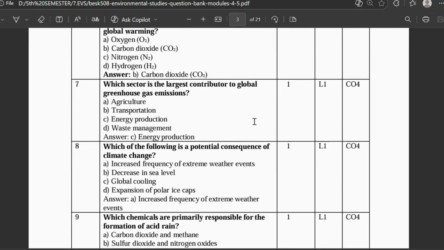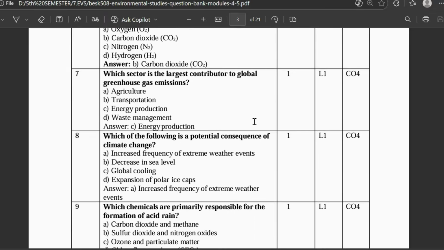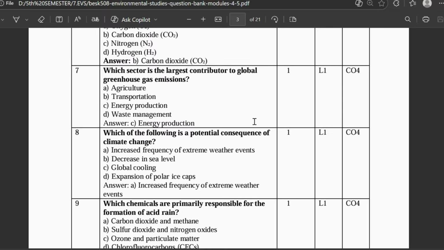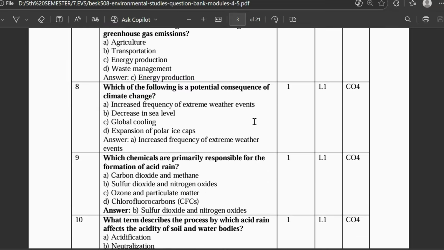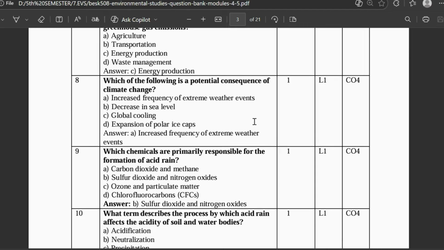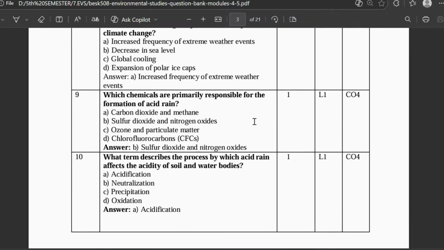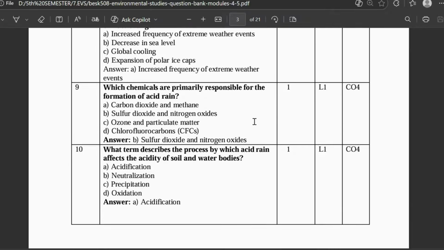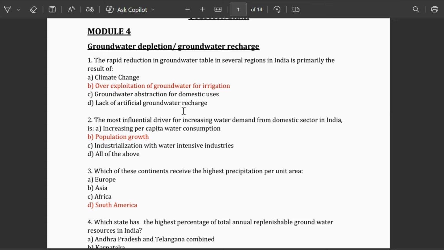Which of the following is a potential consequence of climate change? Increased frequency of extreme weather events. Which chemicals are primarily responsible for the formation of acid rain? Sulfur dioxide and nitrogen oxide. What is the term that describes the process by which acid rain affects the acidity of soil and water bodies? Acidification. The rapid reduction in the groundwater table in several regions in India is primarily the result of overexploitation of groundwater for irrigation.